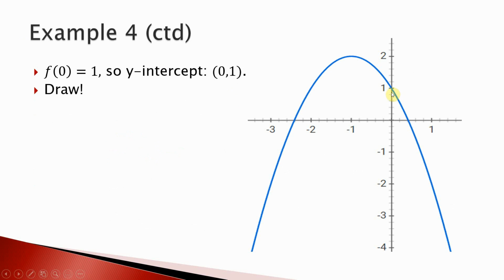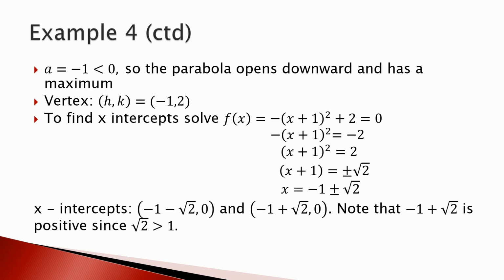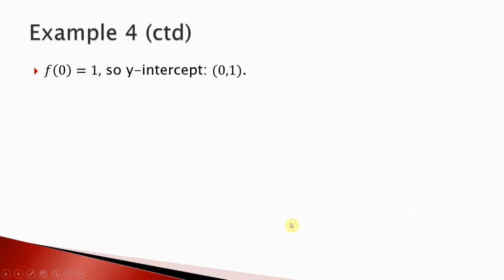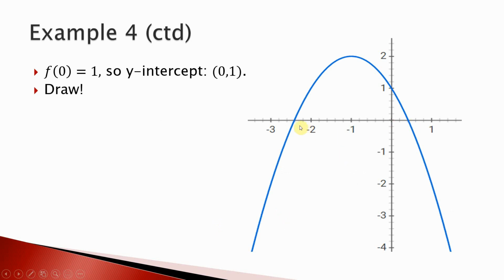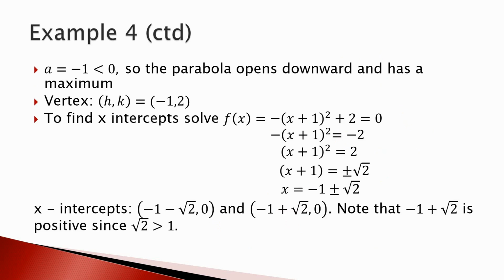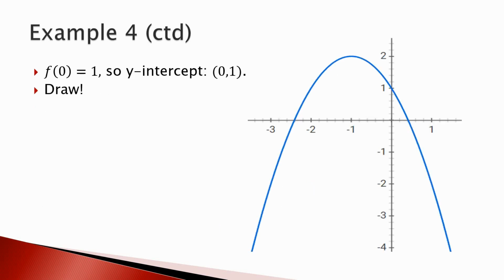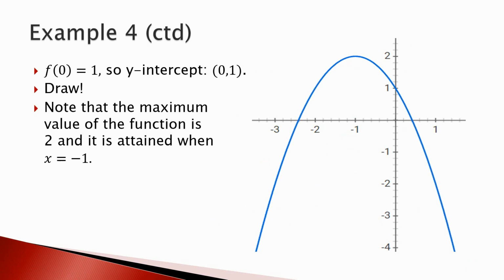So y-intercept is 1, x-intercepts are these two, so this will be positive, okay, and the other one is negative, and the vertex negative 1, 2. So negative 1, 2. So this has a maximum and opens downward. Okay. So the maximum value is 2 and it is attained when x is negative 1.